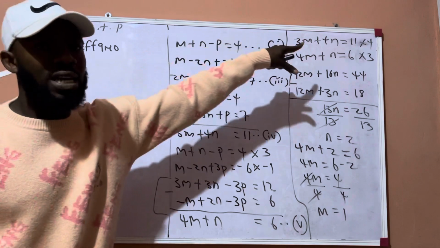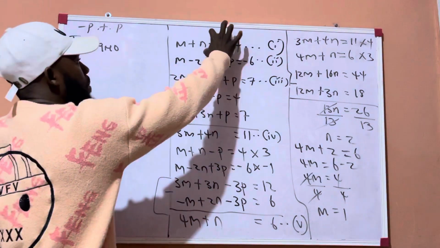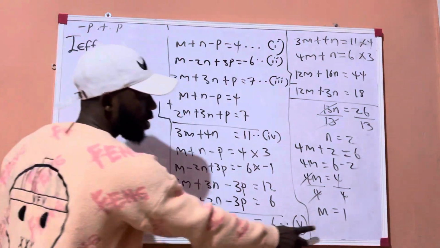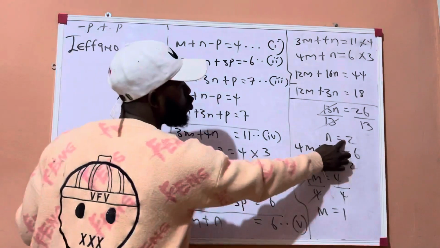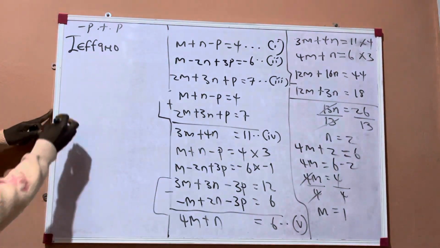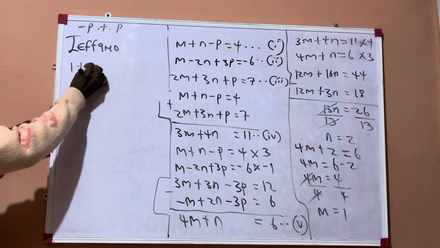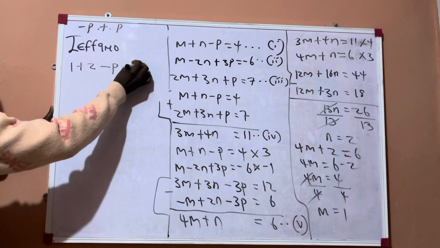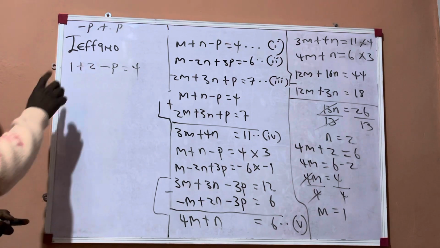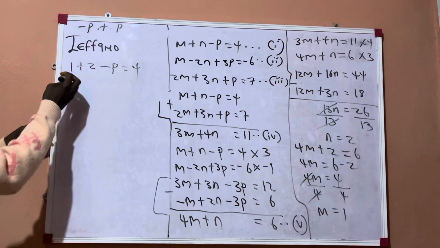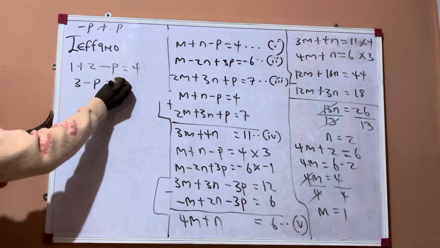Now, using equation 1, m plus n minus p. Now, m is 1. n is 2. So substituting the values, I have 1 plus 2 minus p is equal to 4. Now 1 plus 2 gives us 3. Now here becomes 3 minus p is equal to 4.